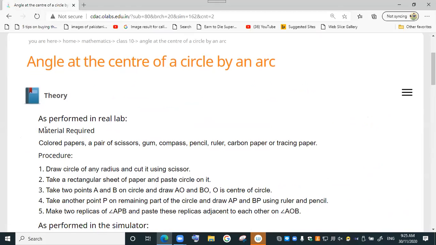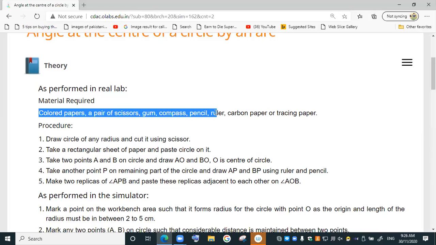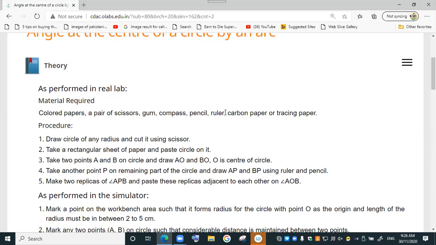Before that, you will write the materials required. Everyone, you will find this activity on Google OLabs, but you have to write it on paper or your practical notebook if you have one. Materials required: colored papers, a pair of scissors, gum, compass, pencil, ruler, carbon paper or tracing paper. Instead of this, you can write only A4 size paper. Whatever you are using, it varies.